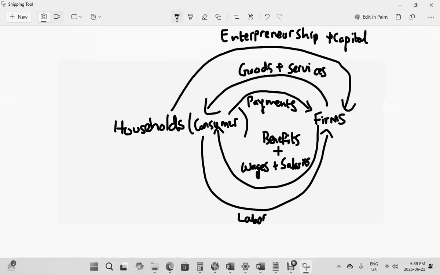So this would be an example of how a business works, where business owners do much more than what an employee does when it comes to the interaction between firms and households. So this is basically your circular flow diagram broken down for you.